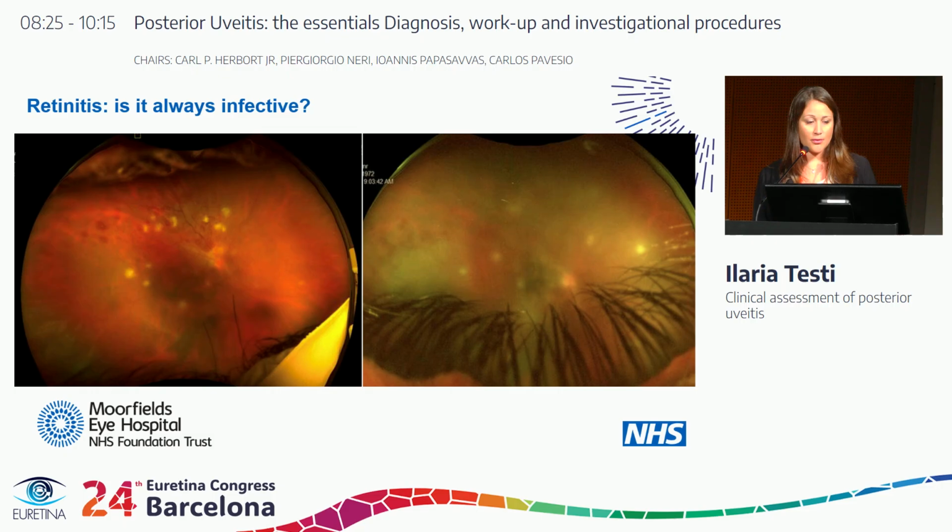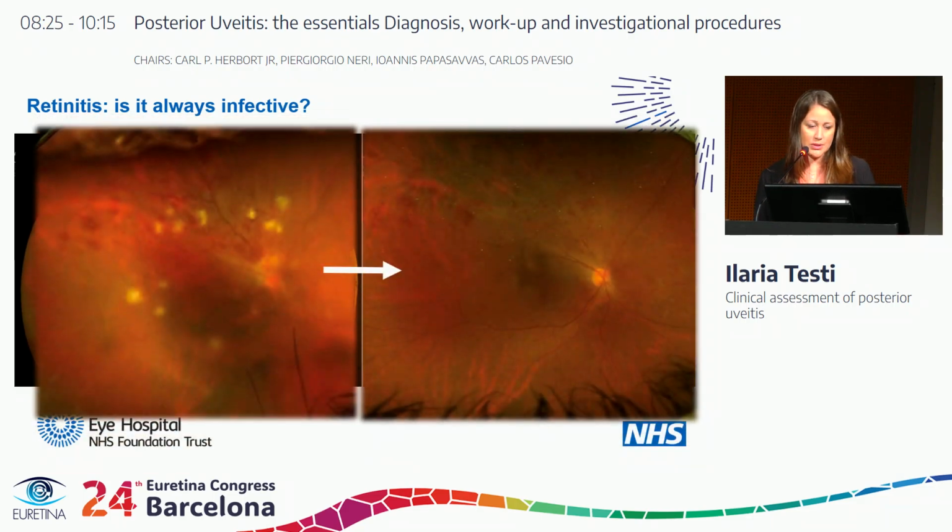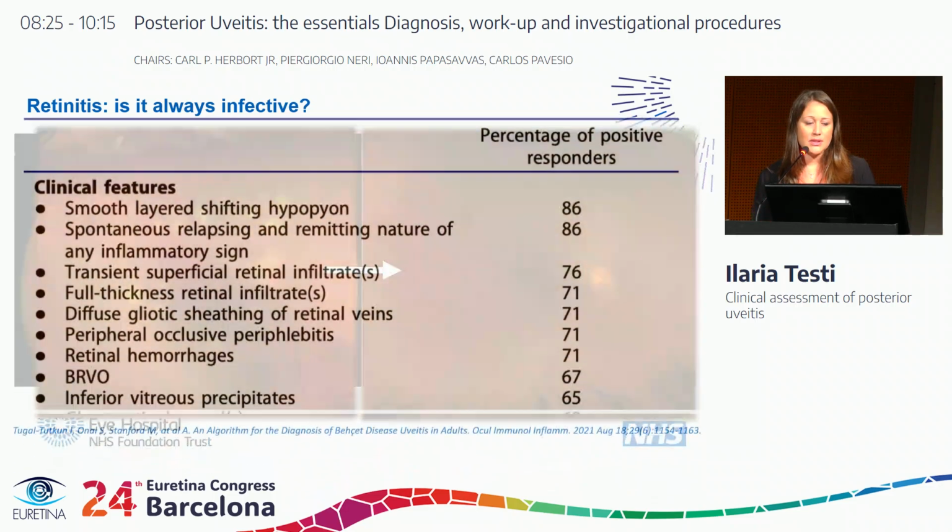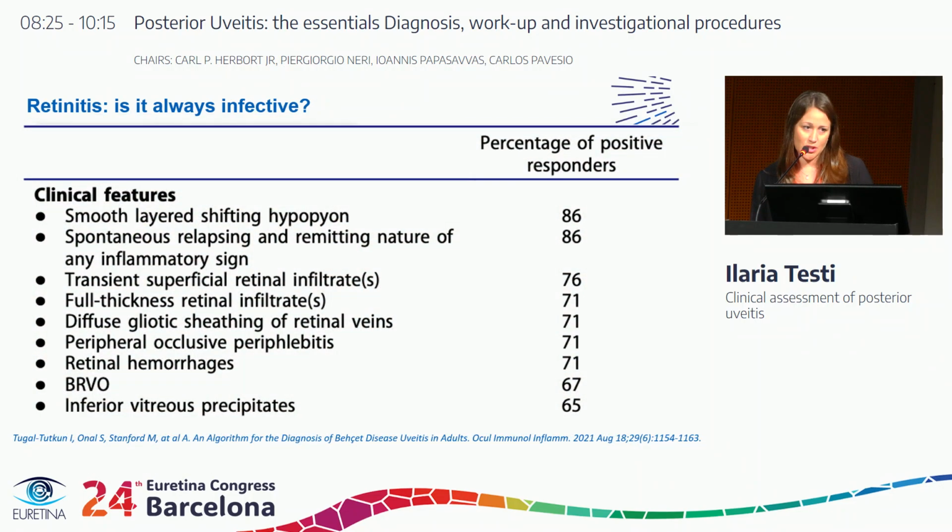And then if you look carefully at the picture on your left, you can see also vascular occlusion with some retinal hemorrhage. And what is important to see also is that these retinal infiltrates just disappear without leaving any chorioretinal scarring. So putting together all these clinical features, these are quite suggestive of Behçet.